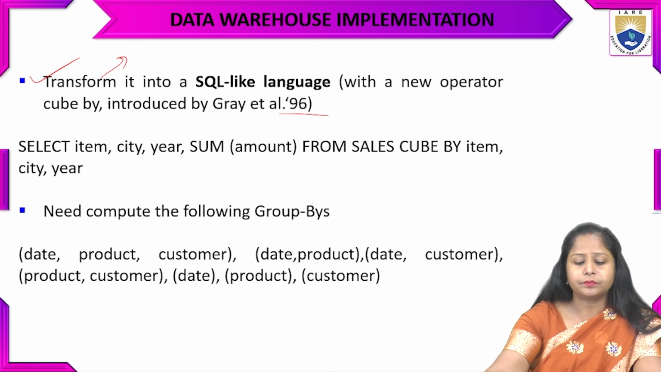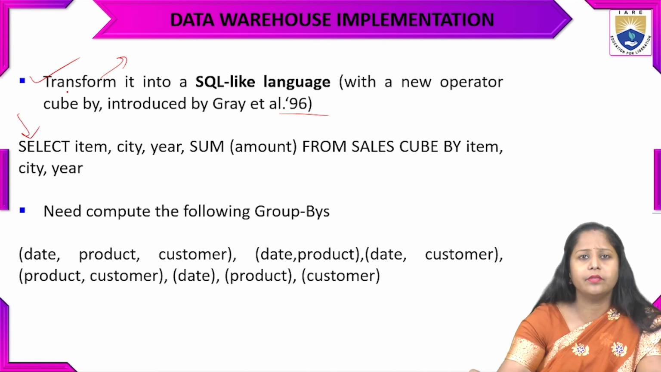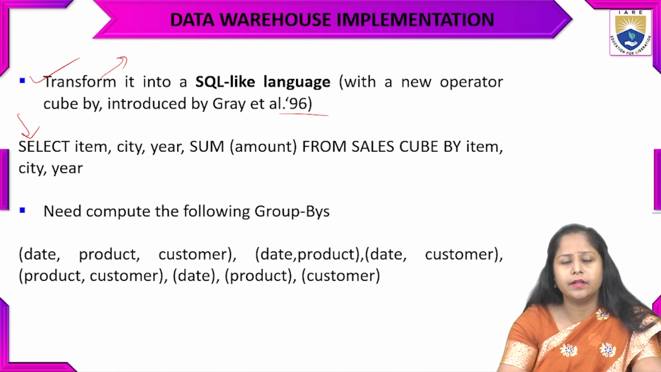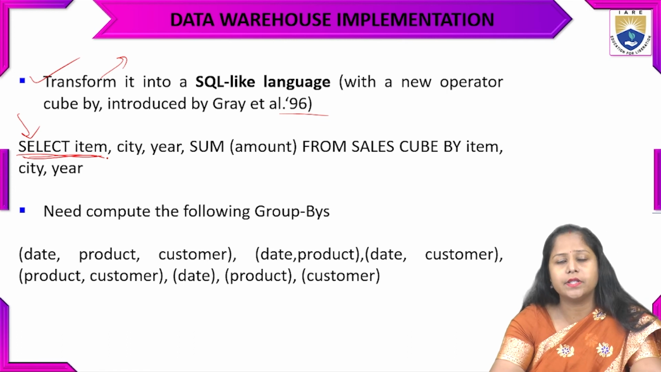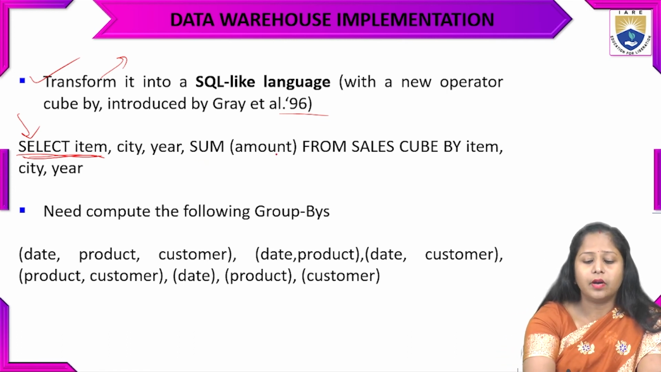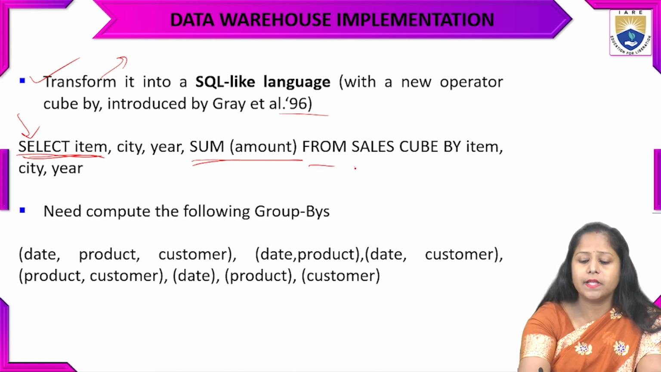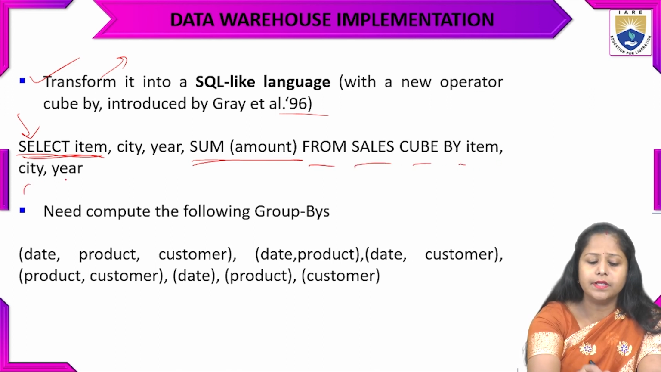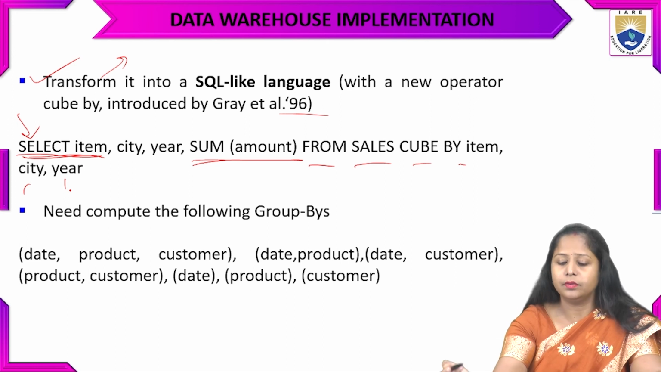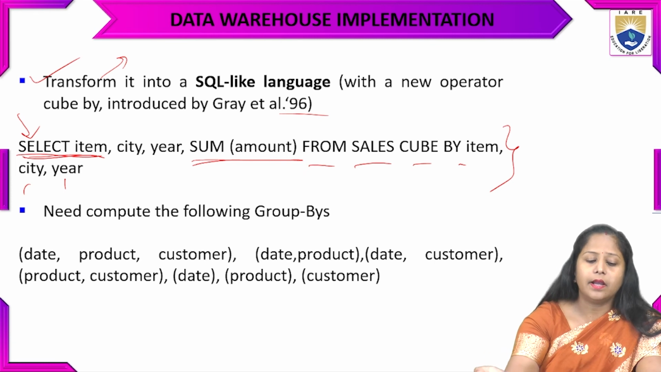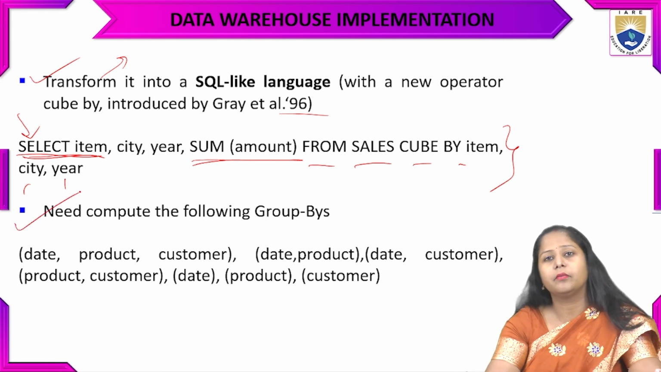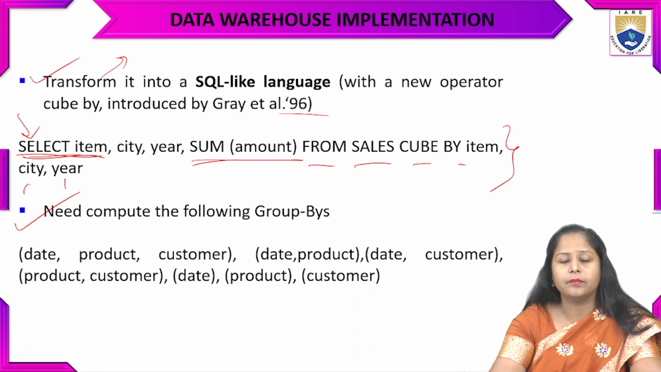So for the query we have written in the earlier slide, the query-like language will be, the syntax will be like this: select item, city, year, sum of amount from sales cube by item, city, and year. So we need to transform that query into the SQL-like query. Again, we need to compute the following sum of the group by. So we need to combine that sum of the groups, and then we need to write the query for that.